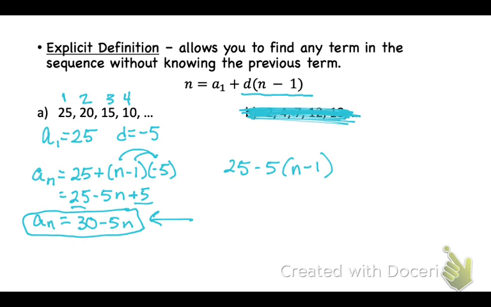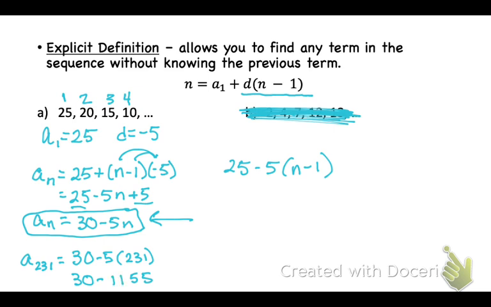Okay. Now, I told you I wanted a sub 230, what? We'll do 231. Okay, so what do you plug in? Plug in 231. So 30 minus 5 times 231. Okay, so 30. Yes. Okay.